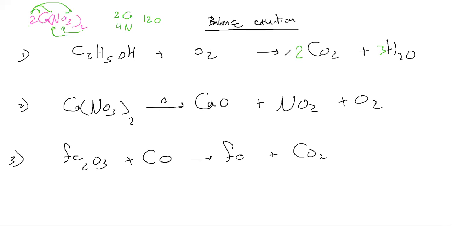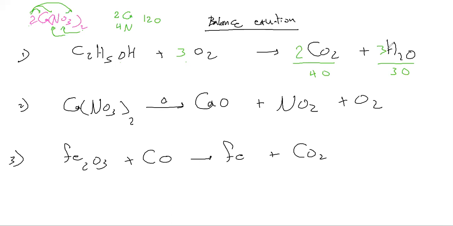For carbon 2, we made 2. For hydrogen 6, we have 6. After that, we have here 3 oxygen, and we have here 4 oxygen to be 7. So we have 1 to be 6, so 3. Again, 2 carbons, 2 carbons.